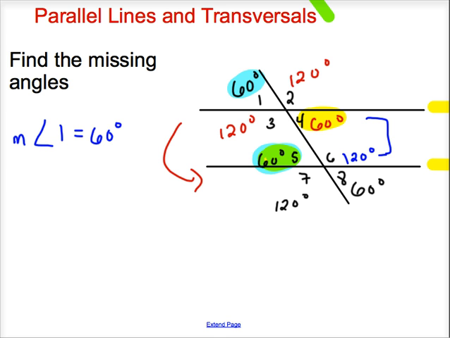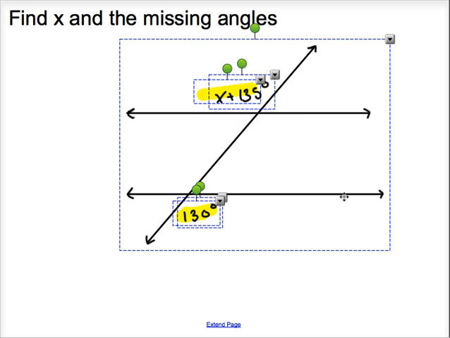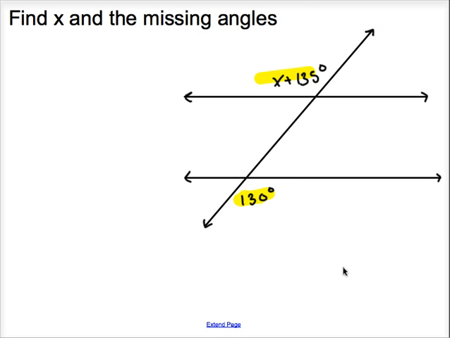Okay, let's take a look at another one. Find x and the missing angle. So a little differently here. I have two angles here. My question to you is, what's the relationship between these two angles? What kind of angles are these to one another?